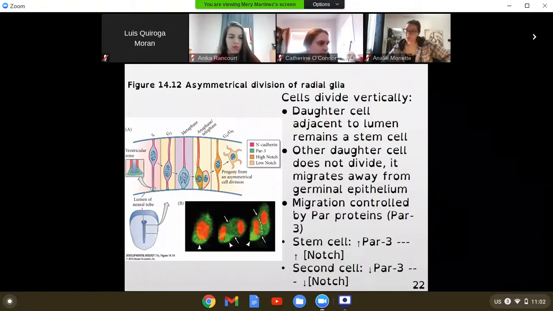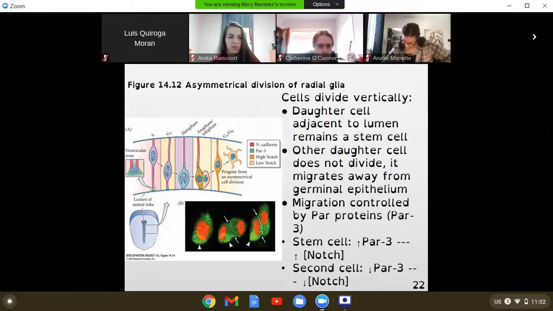And then this symmetrical division is changed to an asymmetrical division, which is where one of the cells remains attached to the lumen. This is the one that has high concentrations of Notch, okay? And this one continues to be a stem cell, okay? But the daughter cell will detach because it has low concentrations of Notch, detaches from the lumen and migrates and differentiates into the glioblast somewhere, okay?